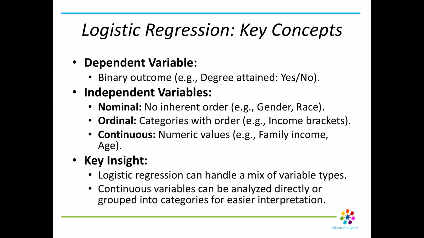Now, some of the key concepts: logistic regression is specifically designed to handle binary outcomes, like whether a student earned a degree or did not earn a degree. And one of its strengths is that it can handle different types of independent variables: nominal variables like gender and race, ordinal variables like income brackets, and continuous variables like age or family income. So this flexibility allows us to explore more complex relationships between variables and the outcomes.